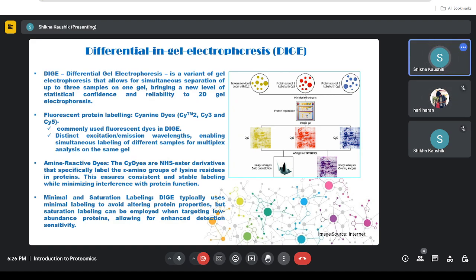So where were we? Yeah. I was talking about minimal labeling, where you actually use very little label. As I've already mentioned, these labels are very specific when they are associated with some kind of ester. You require them in a very small amount.